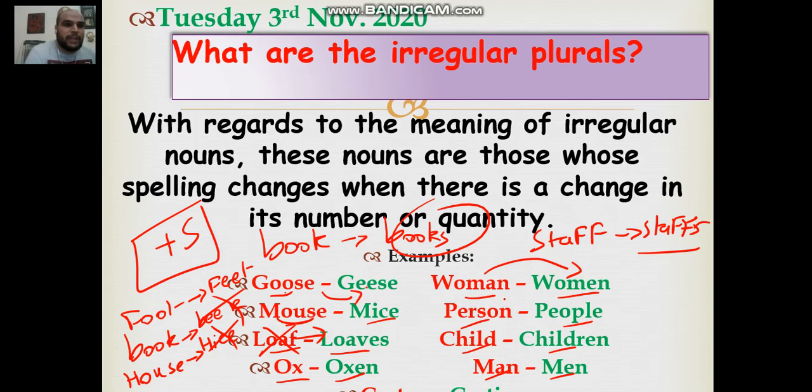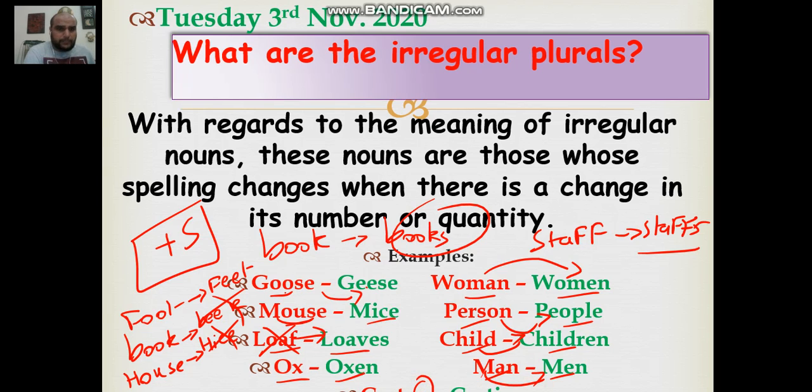Why did you change it into E, teacher? There is no rule for that. Person, people, another word. There is no rule for that. Child, children. You have to learn it by heart. Man, men. You have no rule for that.